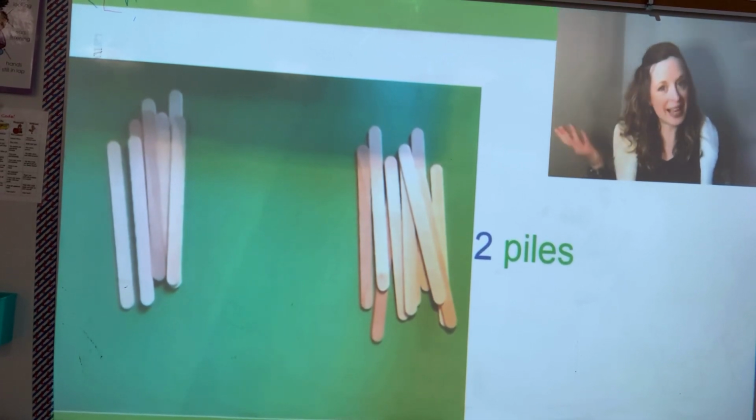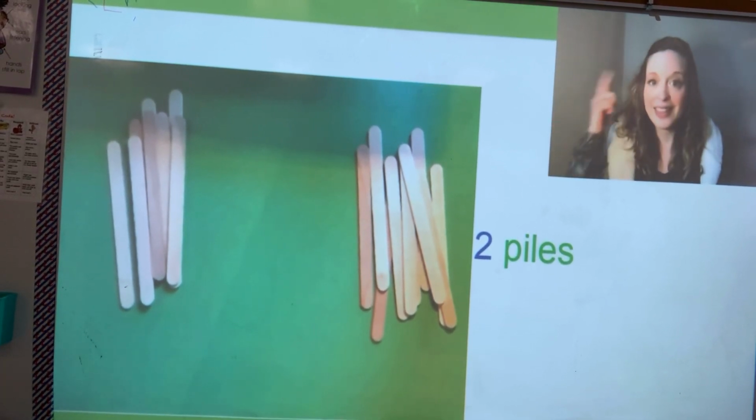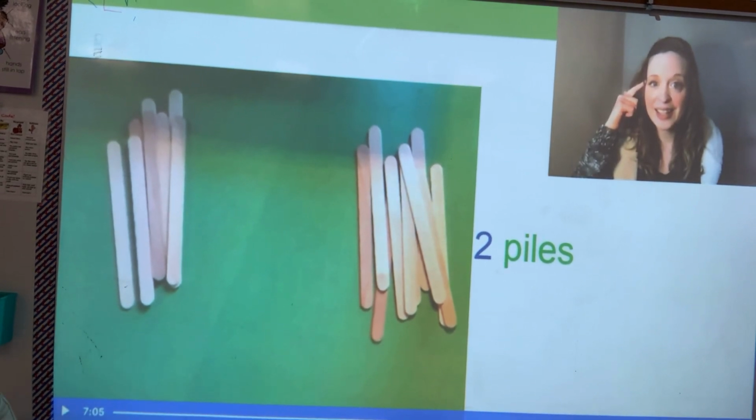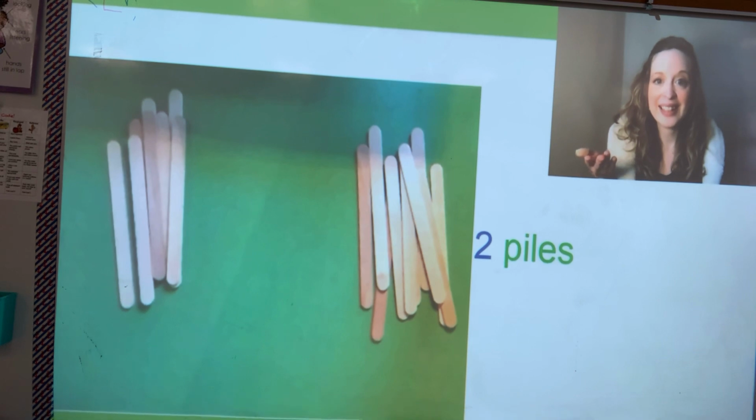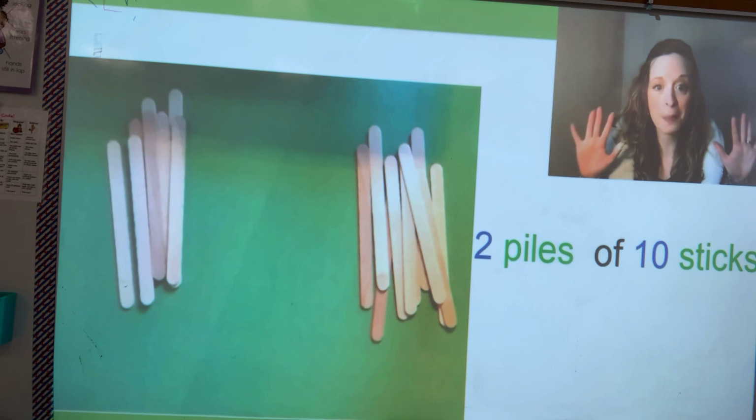How many sticks are in each pile? Think. How many sticks are in each pile? Show me with your fingers. Thank you, my friends that are participating. Carolyn, Ryan, Nicole. How many sticks are in each pile? Let's listen to Miss Emily. Say it. Yes, 10 sticks are in each pile.